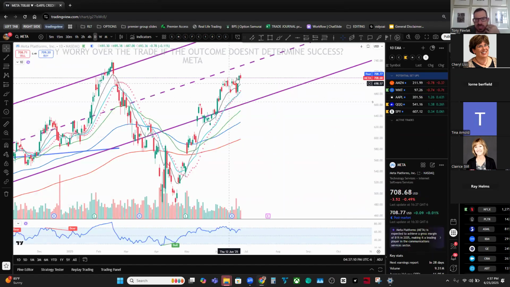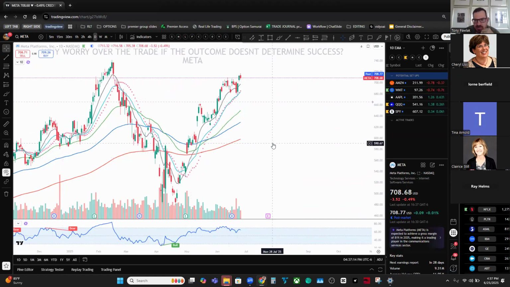Meta is the next thing on this list. That is a bear candle, but, sorry, my wife just got home, so my dogs are super happy. I decided to go in the upstairs office today. I don't know if that was a good idea or not, but all right. Hopefully the dogs aren't too loud. They're just happy to see her.